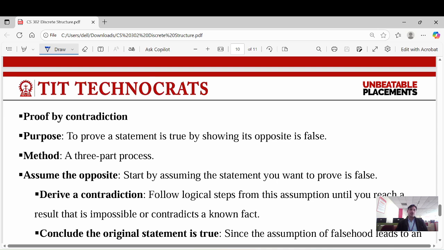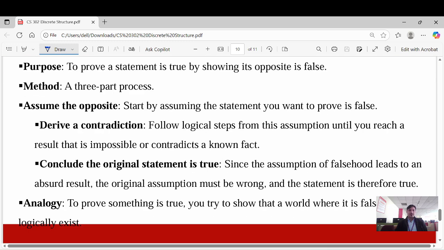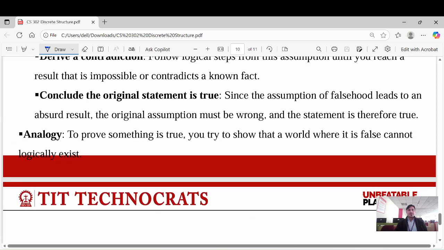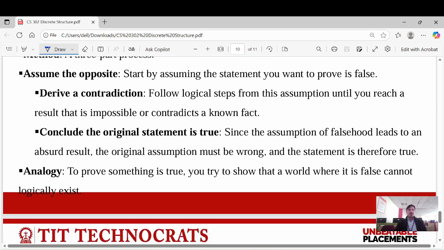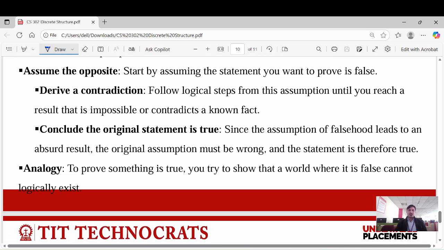Now for proof by contradiction. To prove a statement is true by showing its opposite is false. A three-part process. Assume the opposite: start by assuming the statement you want to prove is false. Derive a contradiction: follow logical steps from this assumption until you reach a result that is impossible or contradicts a known fact. Conclude the original statement is true, since the assumption of falsehood leads to an absurd result.